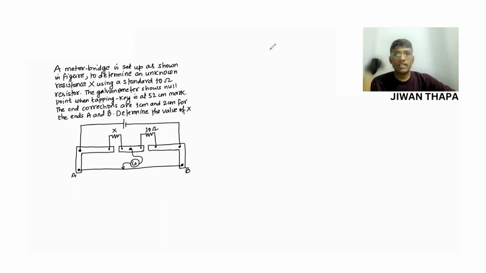A meter bridge is set up as shown in figure to determine an unknown resistance X using a standard 10 ohm resistor. The galvanometer shows null point when tapping key is at 52 centimeter mark. The end corrections are 1 centimeter and 2 centimeter for the ends A and B. Determine the value of X. So we need to find the value of unknown resistance X.